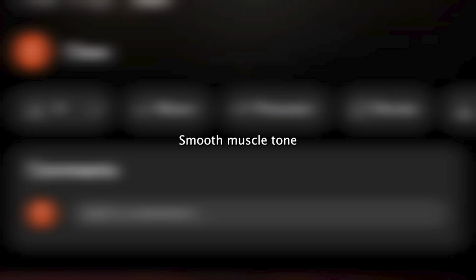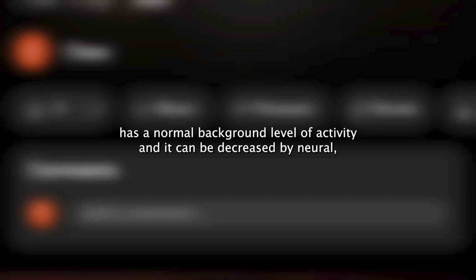Smooth muscle tone has a normal background level of activity, and it can be decreased by neural, hormonal, or chemical factors. This is visceral smooth muscle, and that's all, folks.